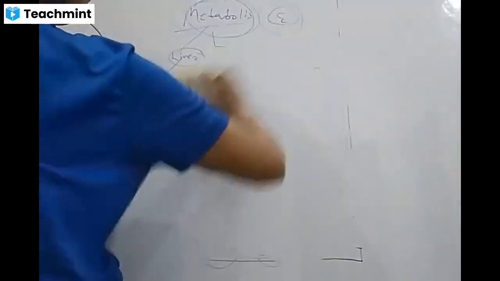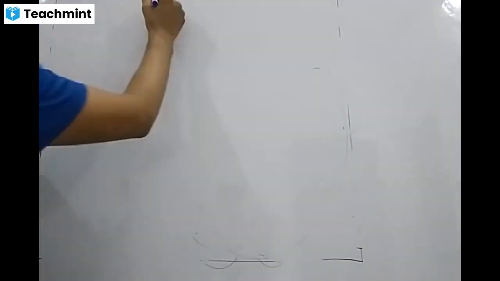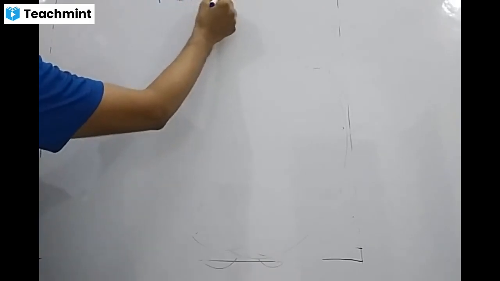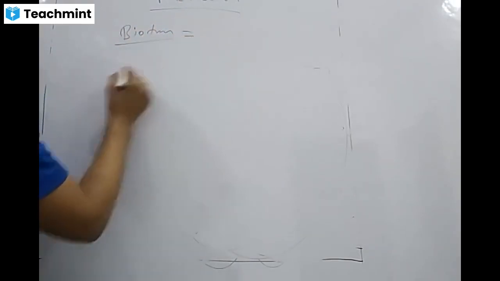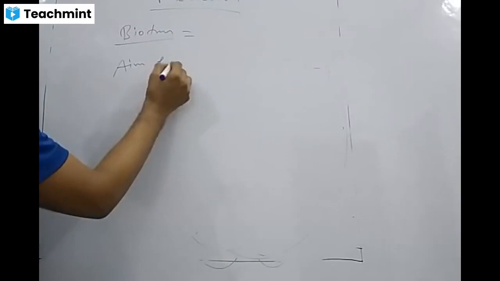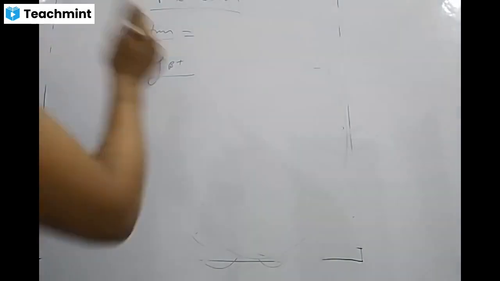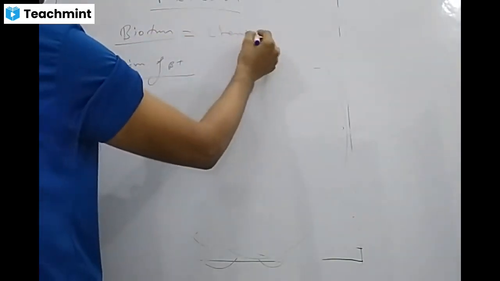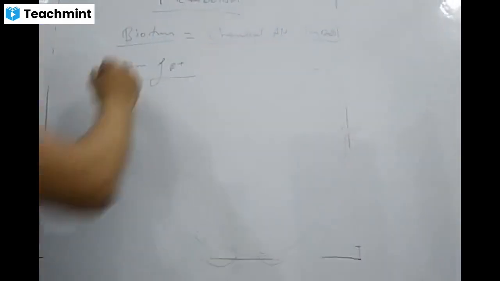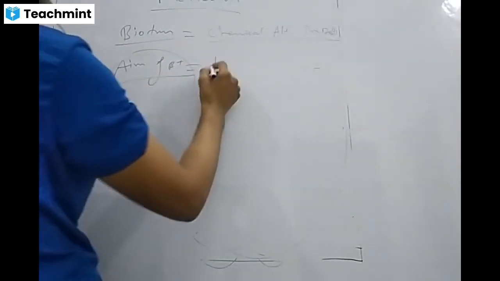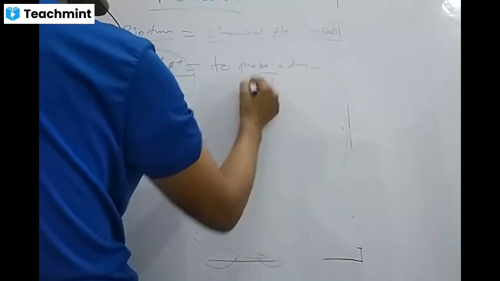So in case of metabolism, there are two MCQs given in the module. The first MCQ is, what is biotransformation? And second is, aim of biotransformation. These two are different MCQs. First is the definition of biotransformation. It means we are doing chemical alteration inside our body. Second is the aim of biotransformation. The aim is to make a drug water soluble.